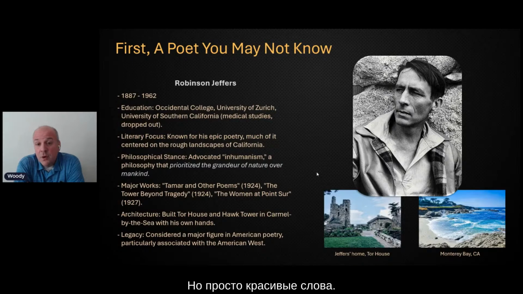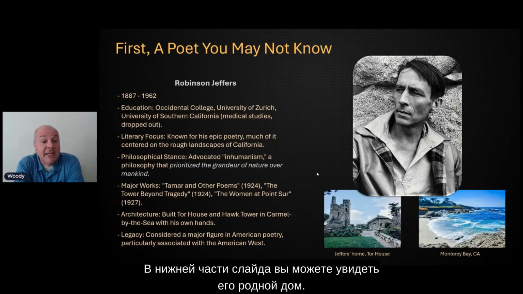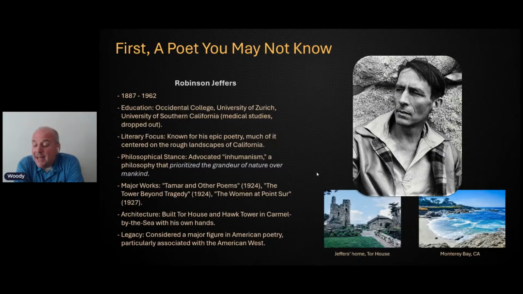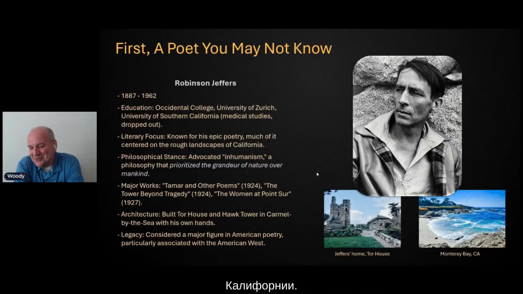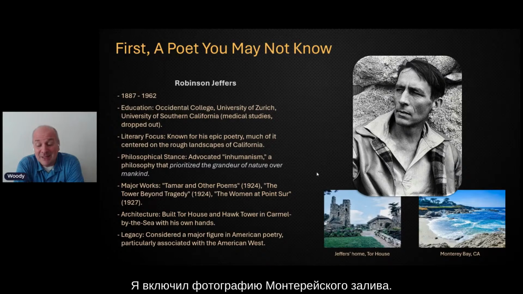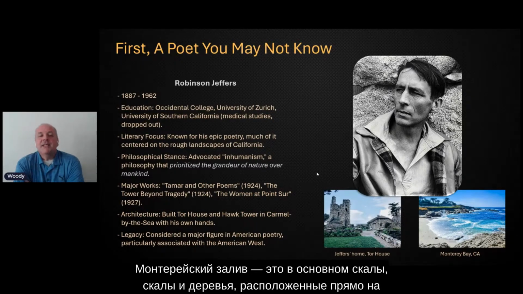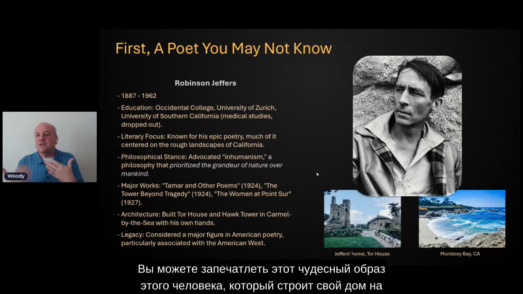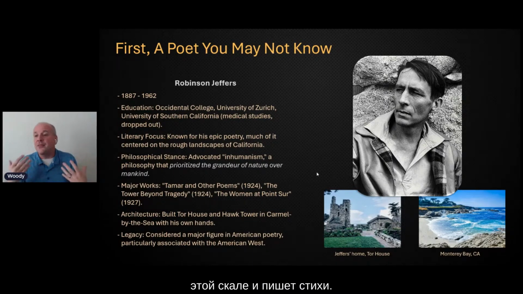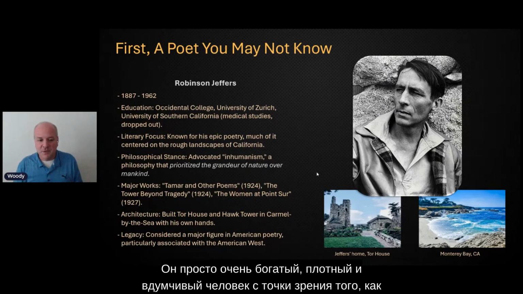You can see Jeffers' Tor House in the bottom of the slide there. He built that with his hands. And he generally did most of his writings focused around California. I've included a picture of Monterey Bay. That looks a little bit too much like a beach. Monterey Bay is pretty much cliffs and rocks and trees right on the Pacific Ocean. And so you can just get this wonderful image of this man withdrawn, building his own home on this cliff and writing poetry. He's just a very rich and dense and thoughtful person in terms of how he composed speech. And I'll read you one in just a second.